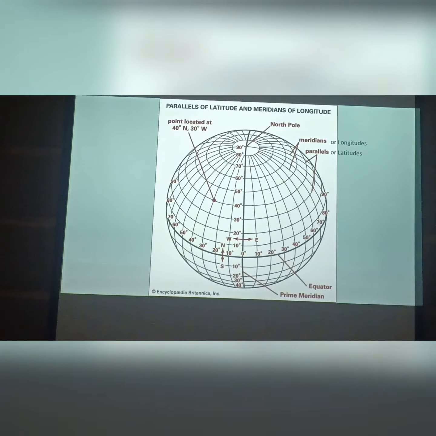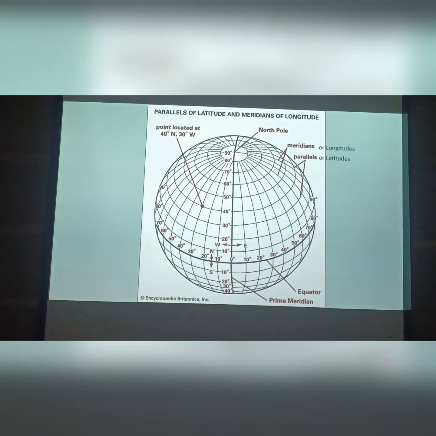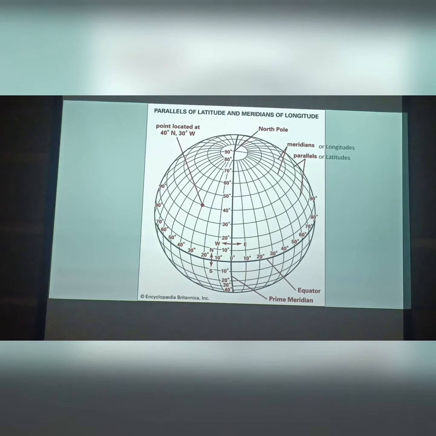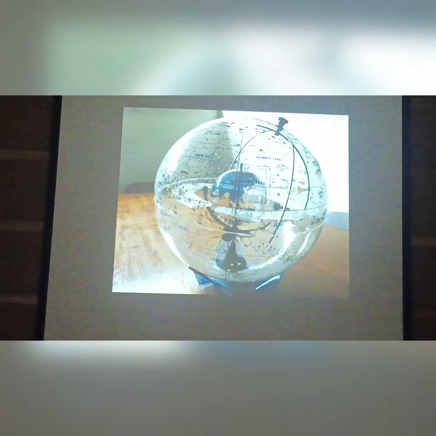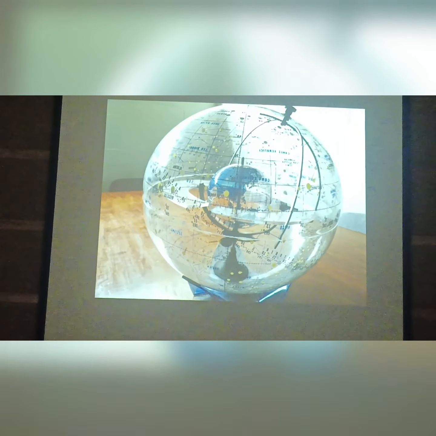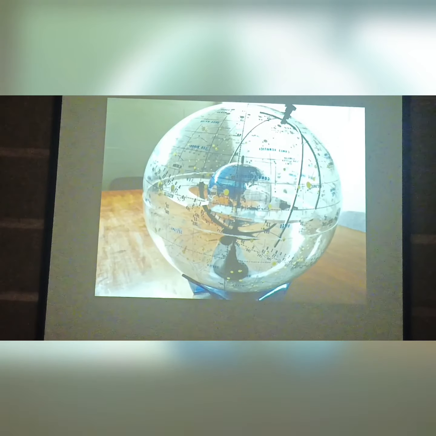Now if we extend its radius, then we get the celestial globe. So it is our globe, we just extended the radius of the globe.